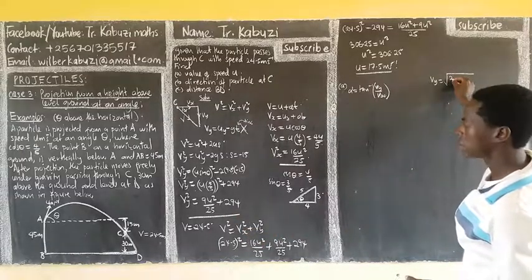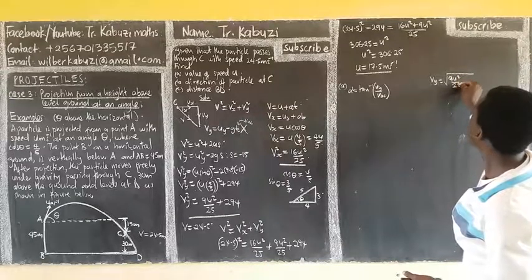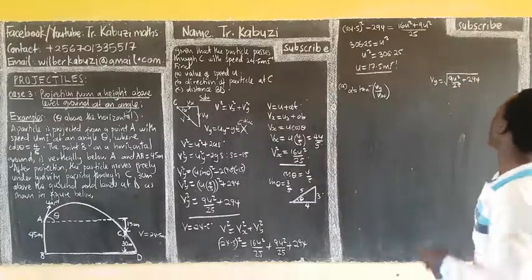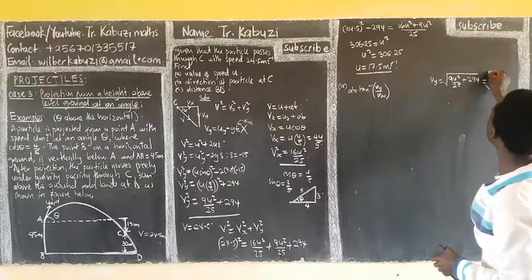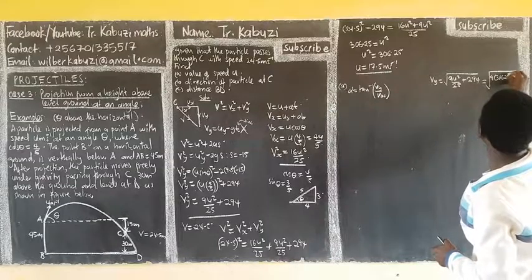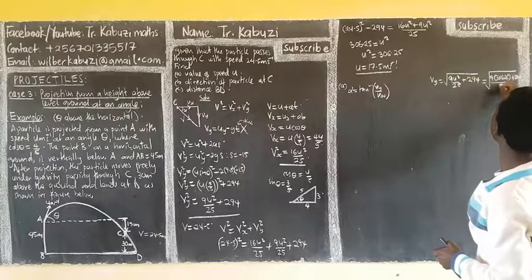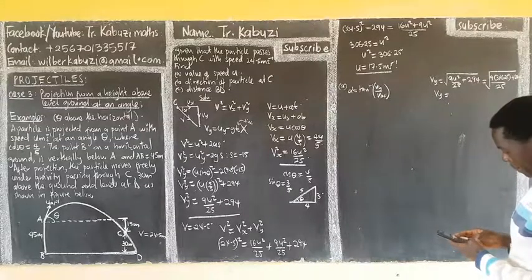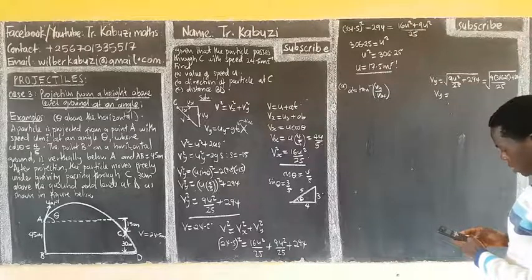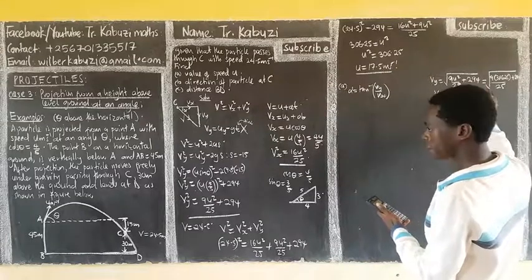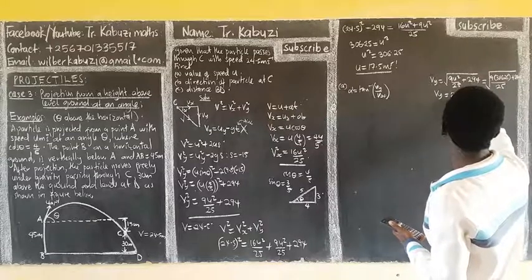Now 9u squared over 25 plus 294. We have our u squared here, so putting it there, we get 9 into our u squared, which is 306.25, then plus 294, over 25. So our Vy from there is going to be 20.106 meters per second.